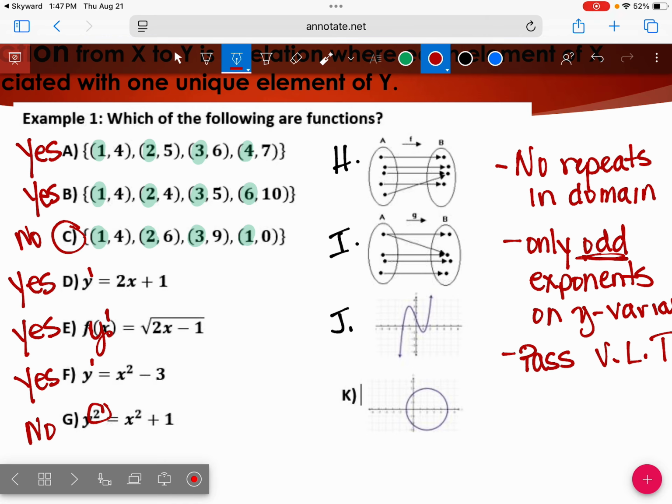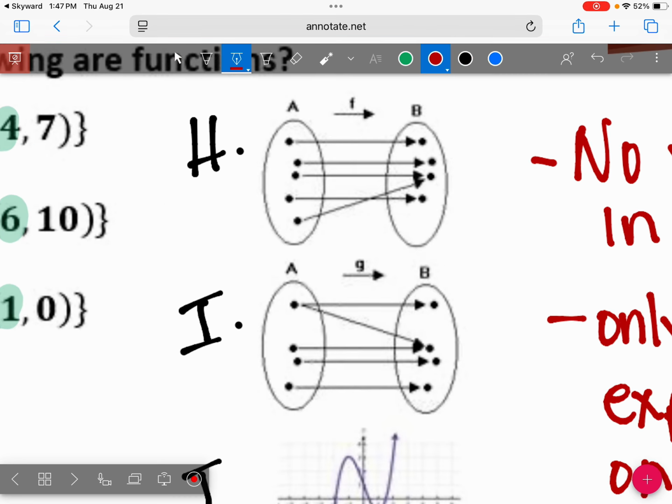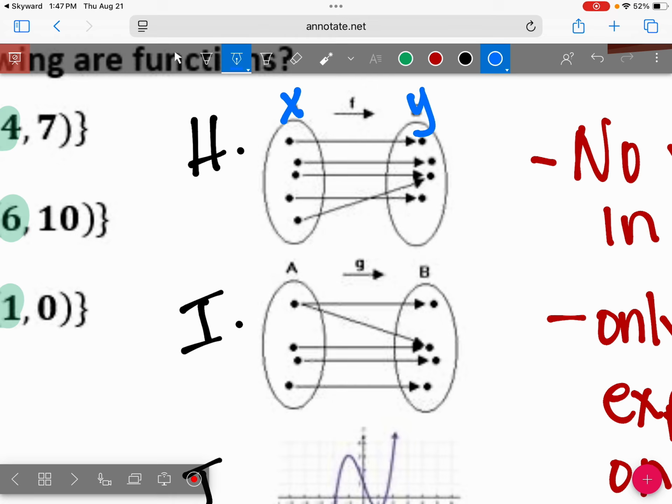Perfect. All right, I don't know if they talk about this in Algebra 1. I have not taught Algebra 1 in 17 years, but these are called relation maps. Have you all seen these before, these 2 little oval things? Yeah. All right, well, let's just talk about it real quick. This first oval is X. The second oval is Y. Okay, as long as every point in the X oval only has 1 arrow branching off from it, it is a yes. This one is a yes.